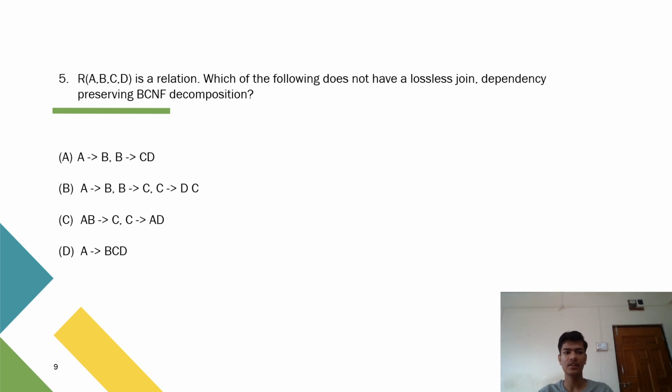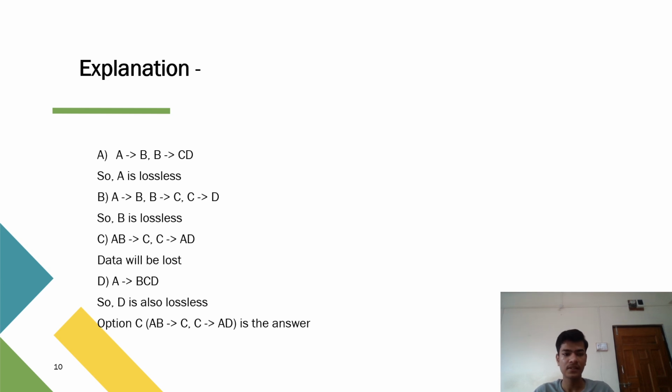Now next question. R(ABCD) is a relation. Which of the following does not have a lossless join dependency preserving BCNF decomposition? Now, since A implies B and B implies CD, there are two relations in which A is the primary key of R1 and B is the key in R2. So, when combining both of these, we will get the whole table.